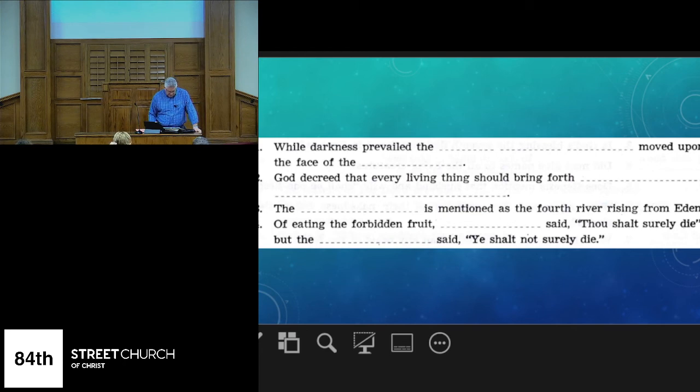All right, number 4. Referring to eating the forbidden fruit, I want to see if you got the same thing I did in this next blank. So-and-so said. Who said? God said. And then Eve said. Didn't she repeat what God said? Trick question. Thou shalt surely die. But the serpent said, you will not surely die.